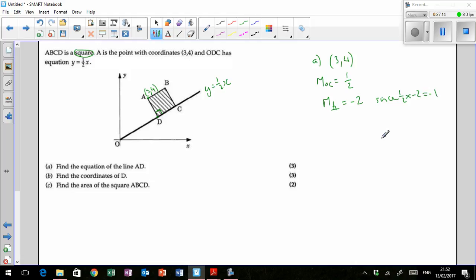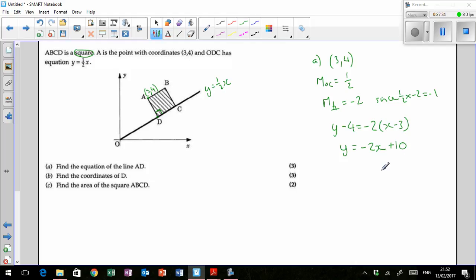All these examples are pretty much like that one. And then you're just good to go. So y minus 4 is equal to -2 times x minus 3. So y is equal to -2x, -2 times -3 is +6, add another 4 is +10.